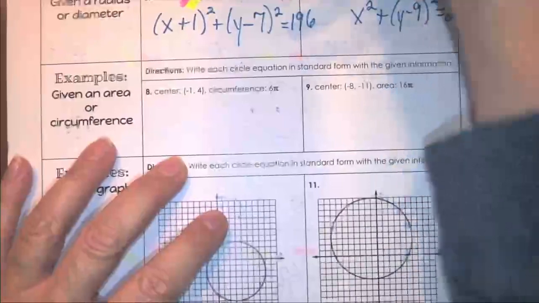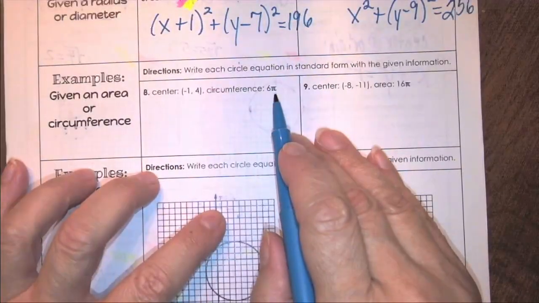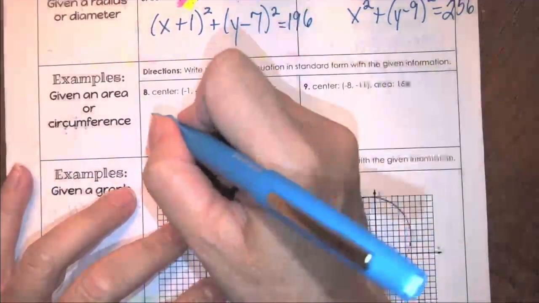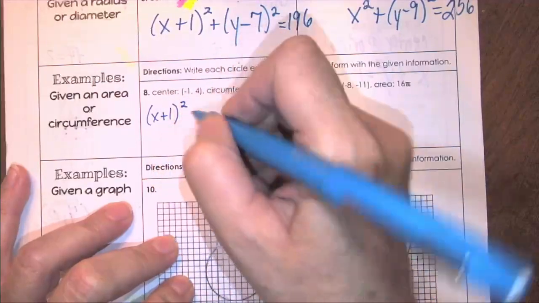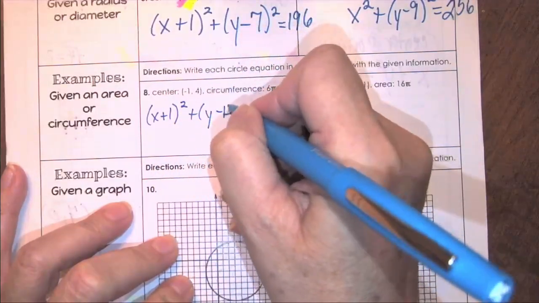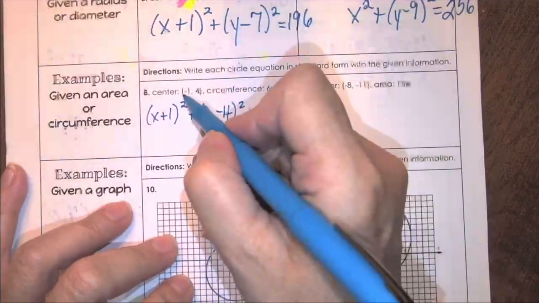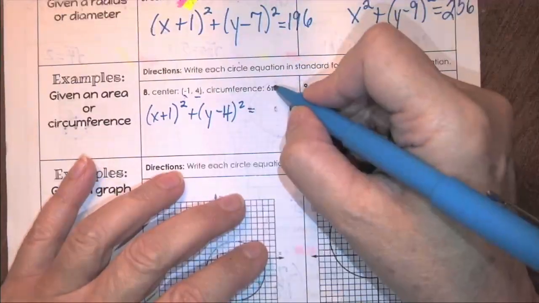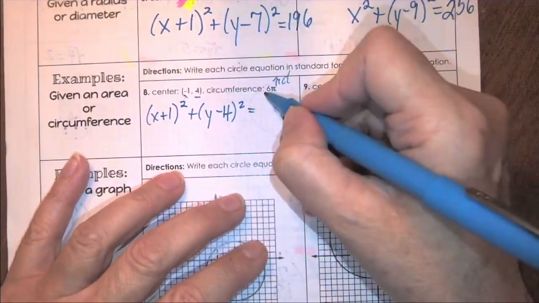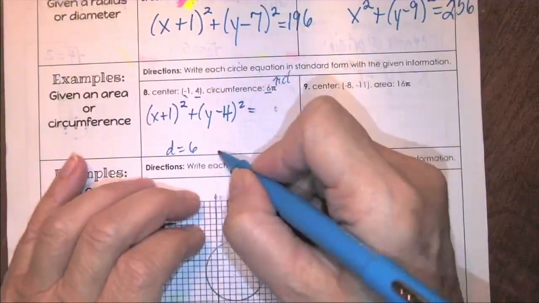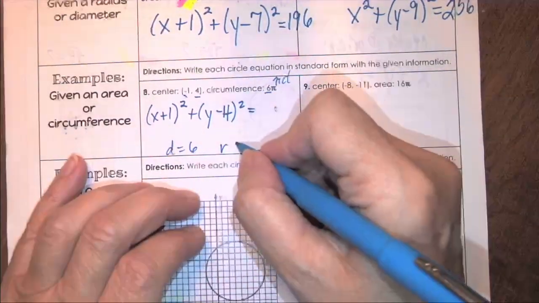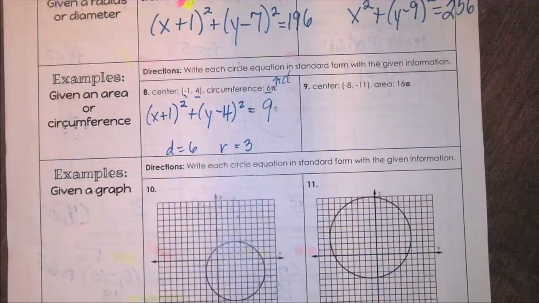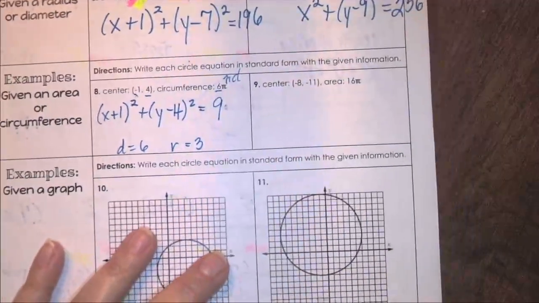Now they gave me the circumference in terms of pi, and I have to write the equation. Well, I've got the center, so I'm going to go x plus 1 squared plus y minus 4 squared. Because I know my center, and I'm going to do the opposite, equals, I need the radius. Okay, one way to write circumference is pi d, so 6 must be the diameter. Therefore, the radius is 3. 3 squared is 9. So be very careful with your pieces and what you're doing.